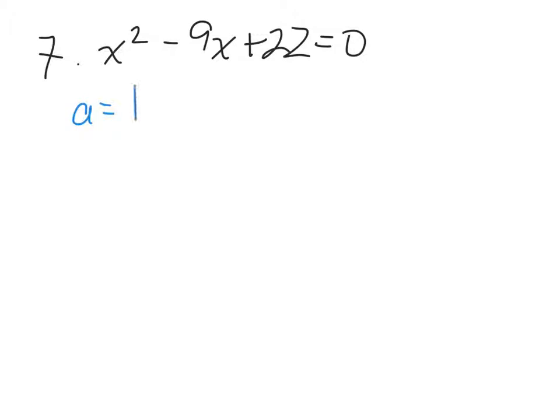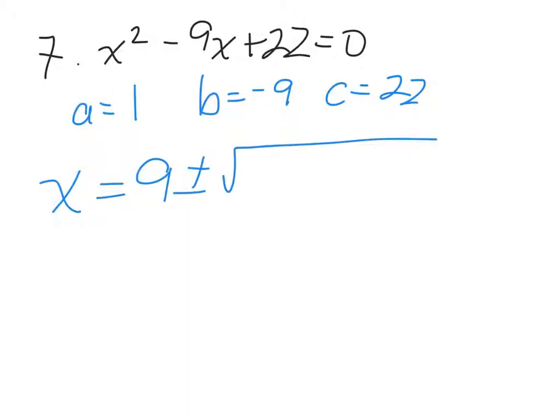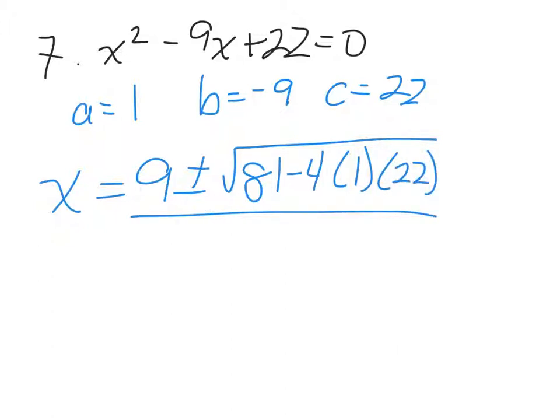Okay, 7: x squared minus 9x plus 22 equals 0. So A is 1, B is negative 9, C is 22. X equals, negative B would be 9, plus or minus the square root, B squared would be 81, minus 4 times A times C, all over 2A. Oh, something special happens in there with my discriminant, pretty sure.